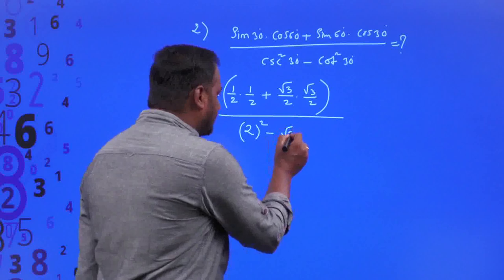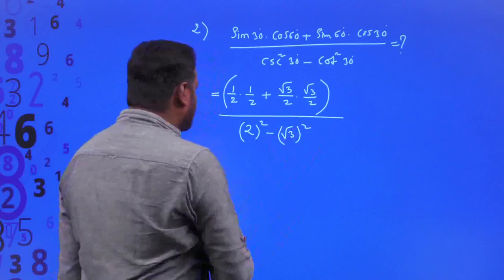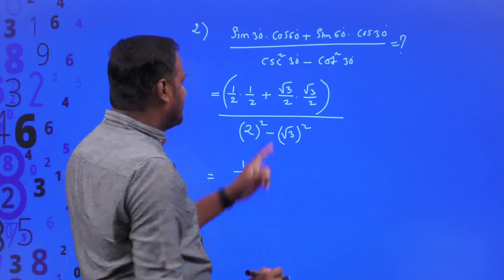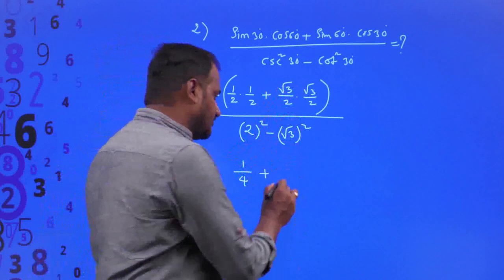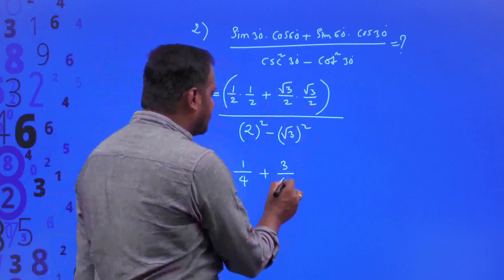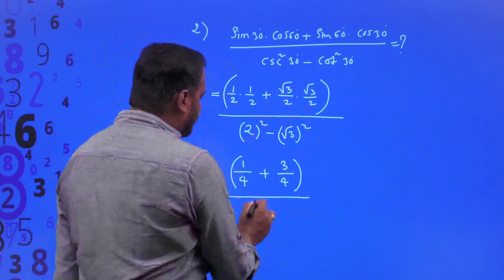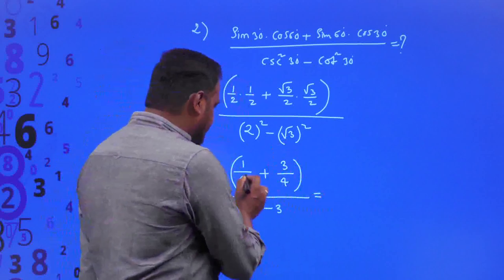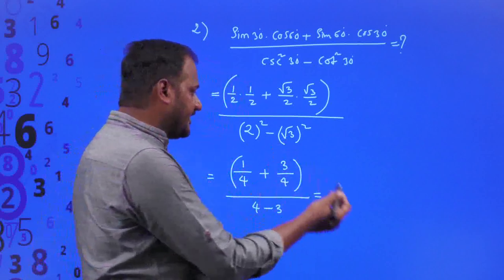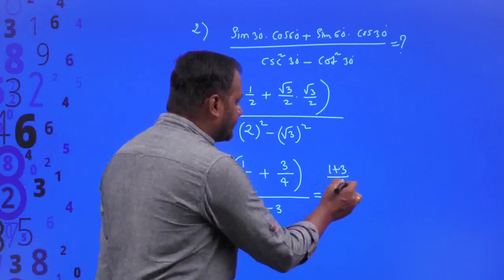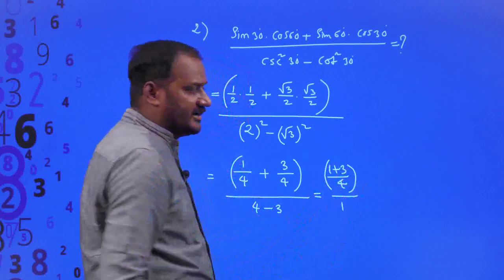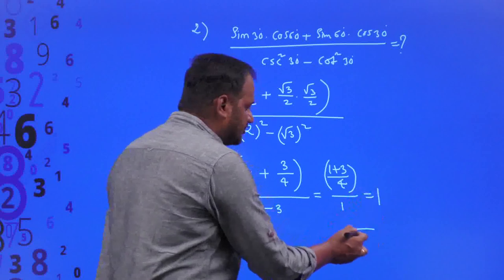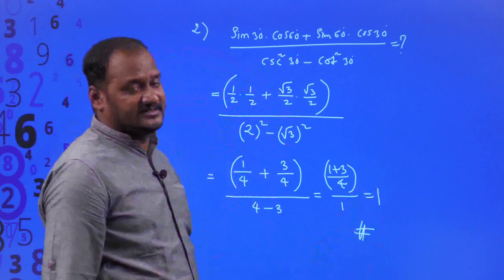So it is root 3 whole square. Now simplify: 1 multiplied by 1 is 1, divided by 2 multiplied by 2 is 4, plus root 3 into root 3 is root 3 whole square, which is 3, divided by 2 times 2 is 4, whole divided by 2 whole square is 4, minus root 3 whole square, which is 3. See here, 1 by 4 plus 3 by 4, since they are like fractions, directly you can add both the numerators. 1 plus 3 divided by 4, whole divided by 4 minus 3 is 1. 1 plus 3 is 4, divided by 4 is 1, divided by 1 is 1. So the value of the given fraction is going to be 1.